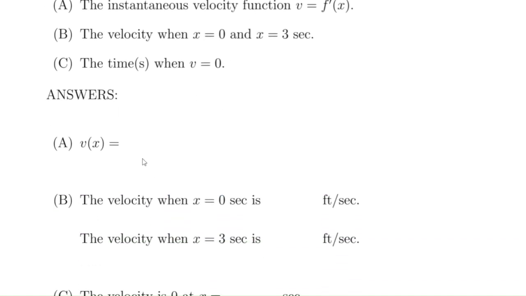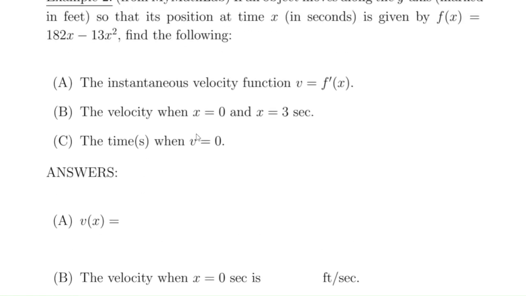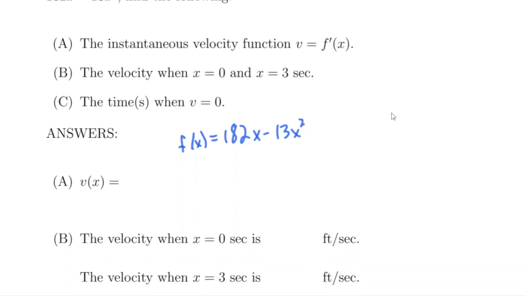Okay, so let's answer this question. So remember, our function f of x, let me write it down here, f of x was 182x minus 13x squared. So what is f prime of x, right? F prime of x is going to be 182 minus 26x. The derivative of 182x is 182. Derivative of 13x squared is 26x.